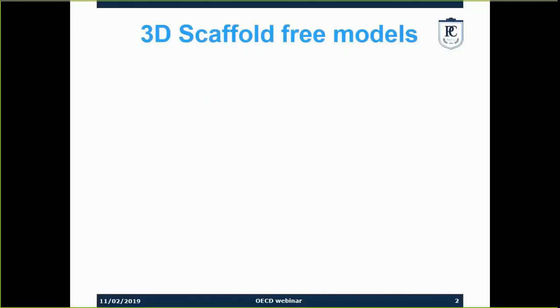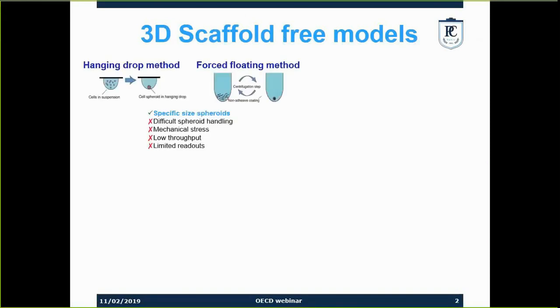So currently there are two big groups of 3D culture methods: scaffold-based culture methods and scaffold-free culture methods, on which I will focus right now. In this kind of culture, you have first the hanging drop and the forced floating methods based on the self-aggregation and the self-organization of the hepatocytes, either in a hanging drop or on a surface specifically treated so that the hepatocytes can't attach to it. The biggest advantage of this technique is that you can precisely control the size of the spheroid, which will exclusively depend on the number of cells you add.